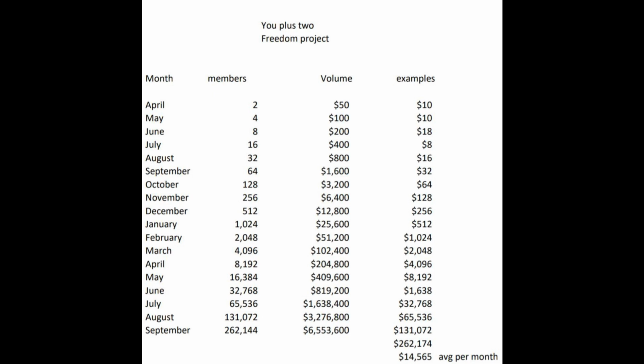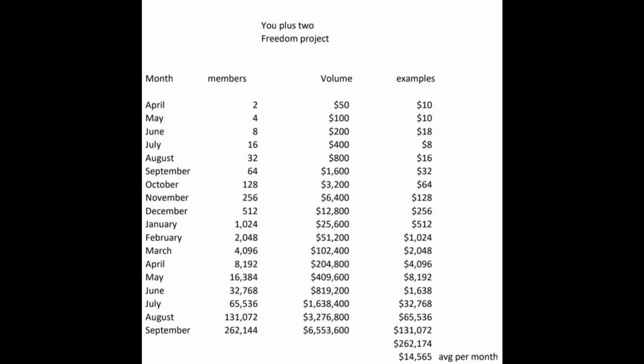Okay, let's look at the month of July. That should be the fourth month that we're building, the month of July 2023 right there. You have 16 people on your team, 16 people doing 25 CV of volume a month is $400 in volume for the month. And that would be $8 in profit right there on that level.